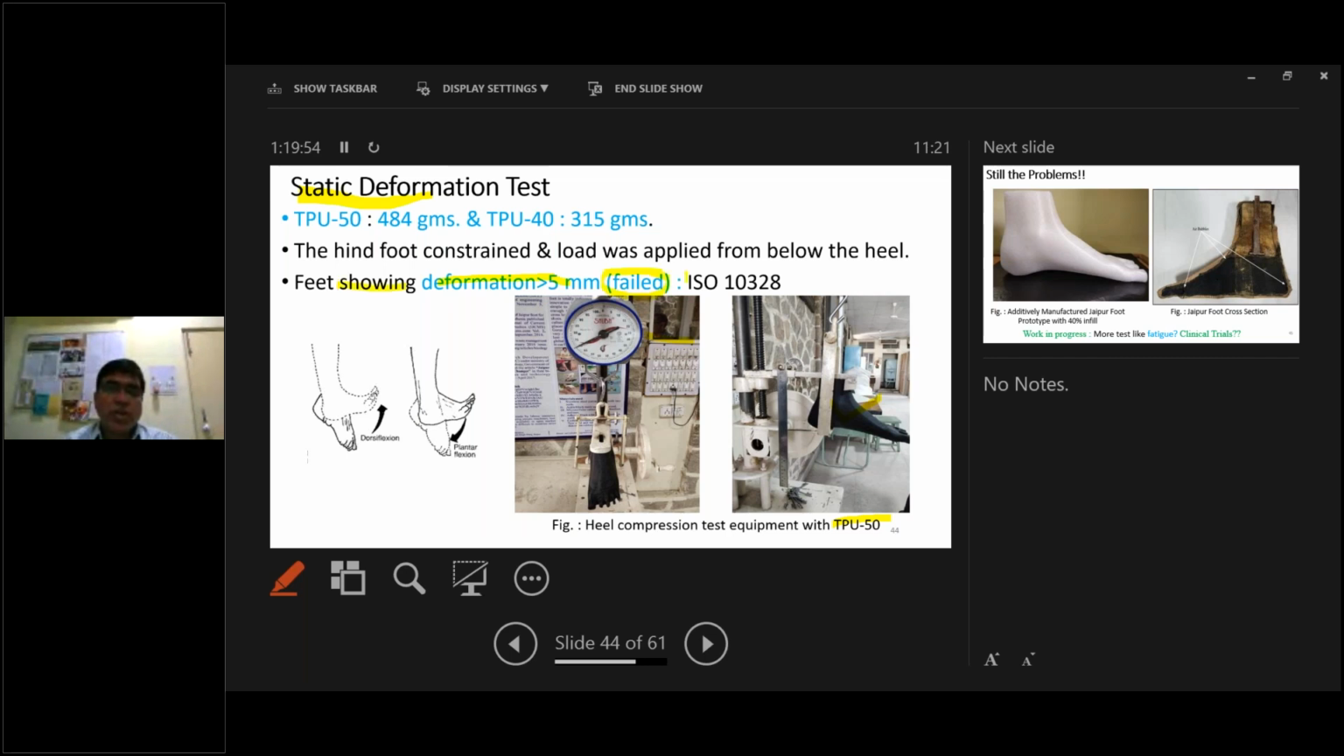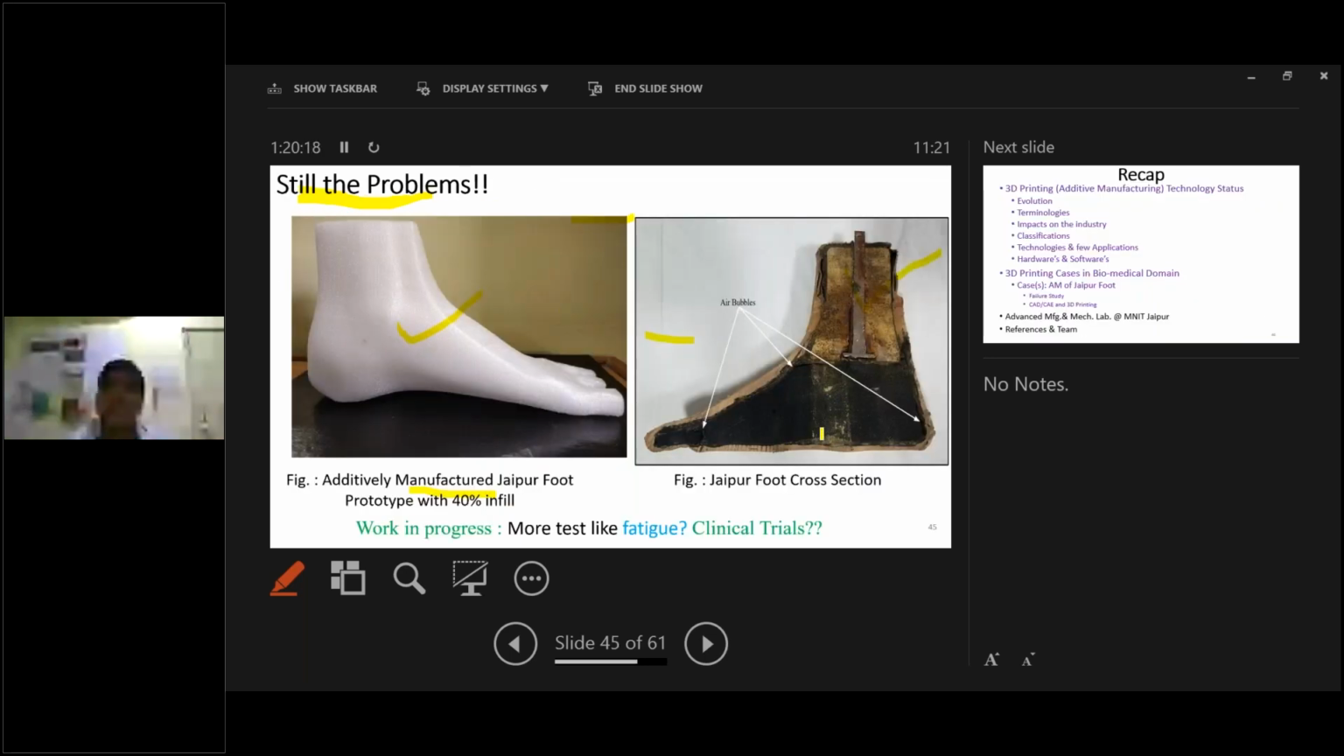So this was the last one. Still, one MTech scholar is working on it, and we are still looking for good researchers to work with, because the actual product is like this with various compositions. And of course, we have to test it. Lots of testing has to happen. Clinical trials. So this is what we talked about in this case study.